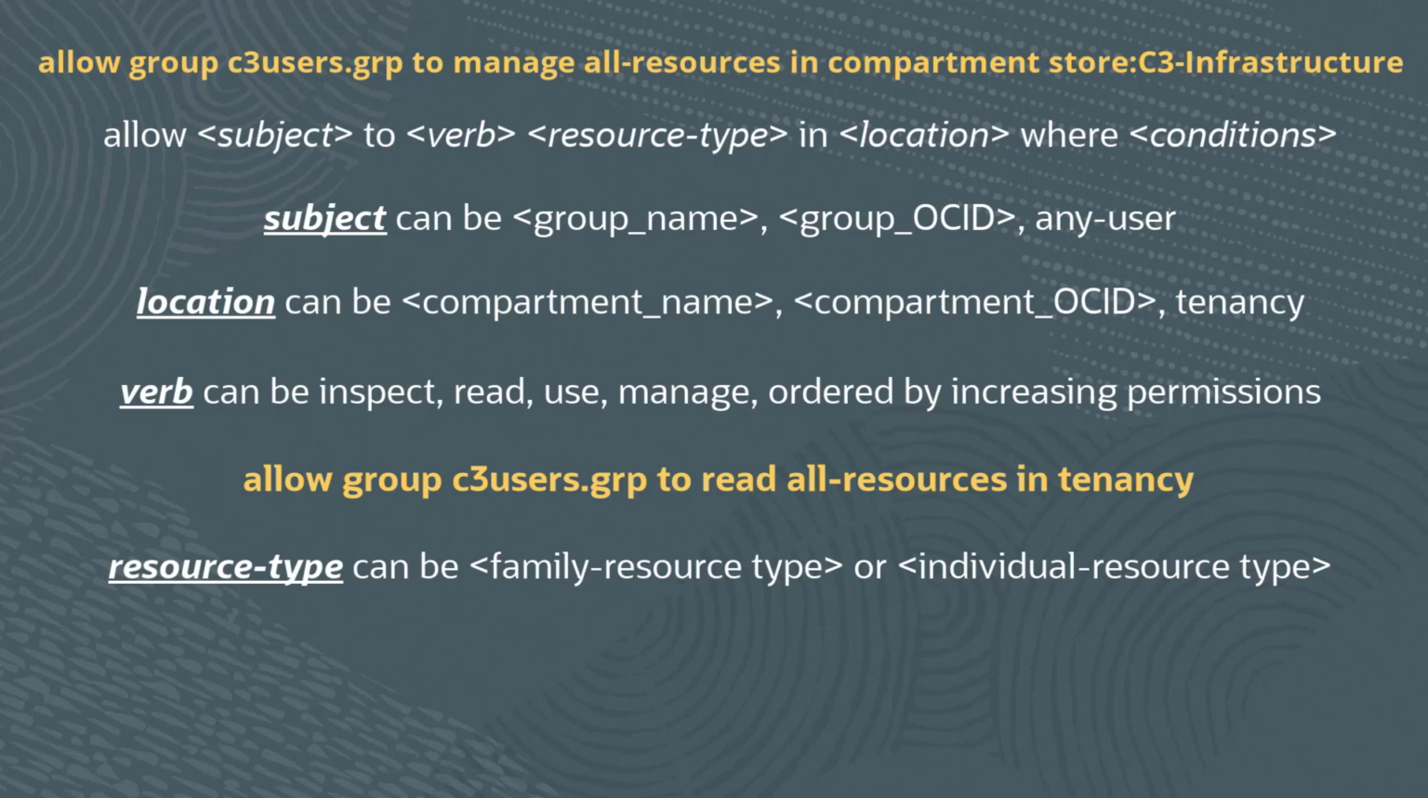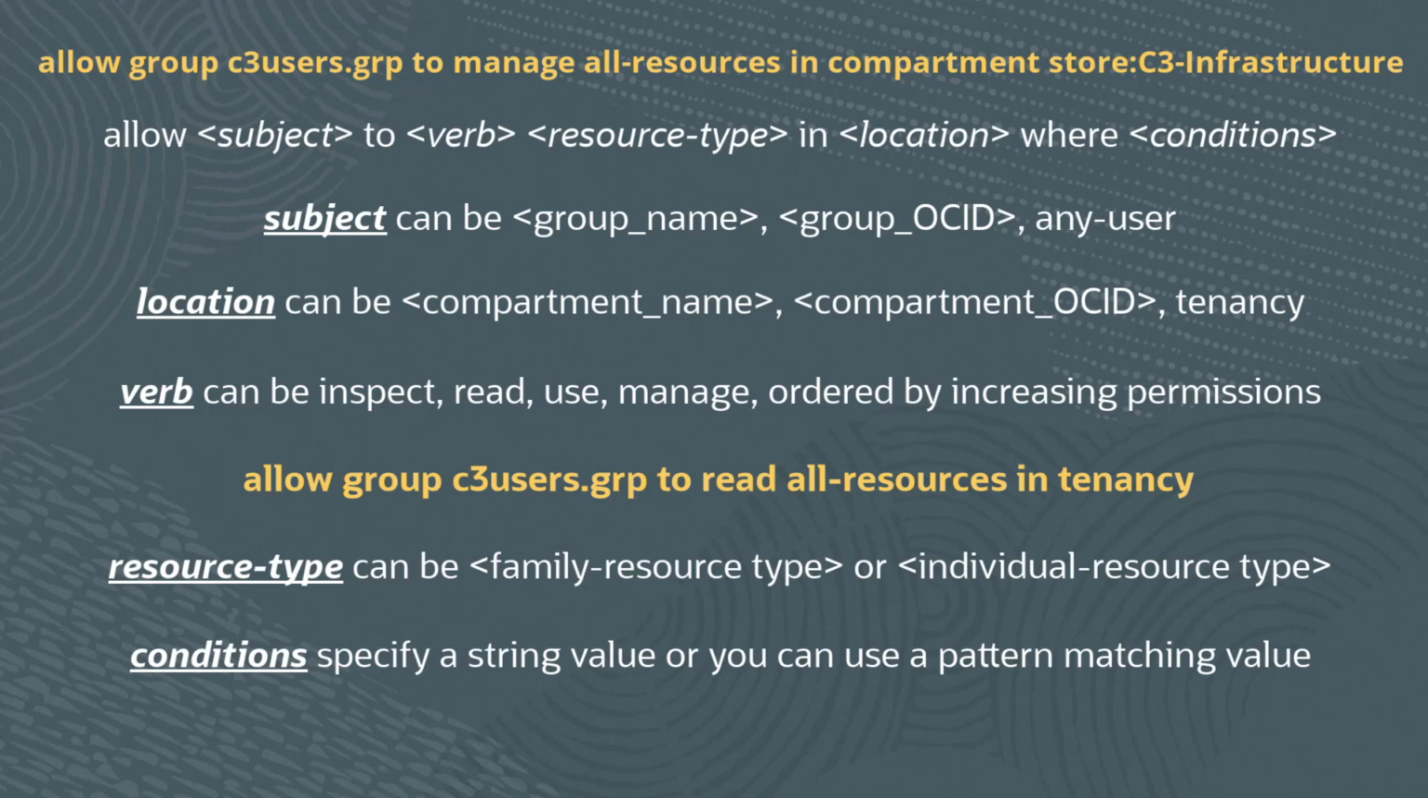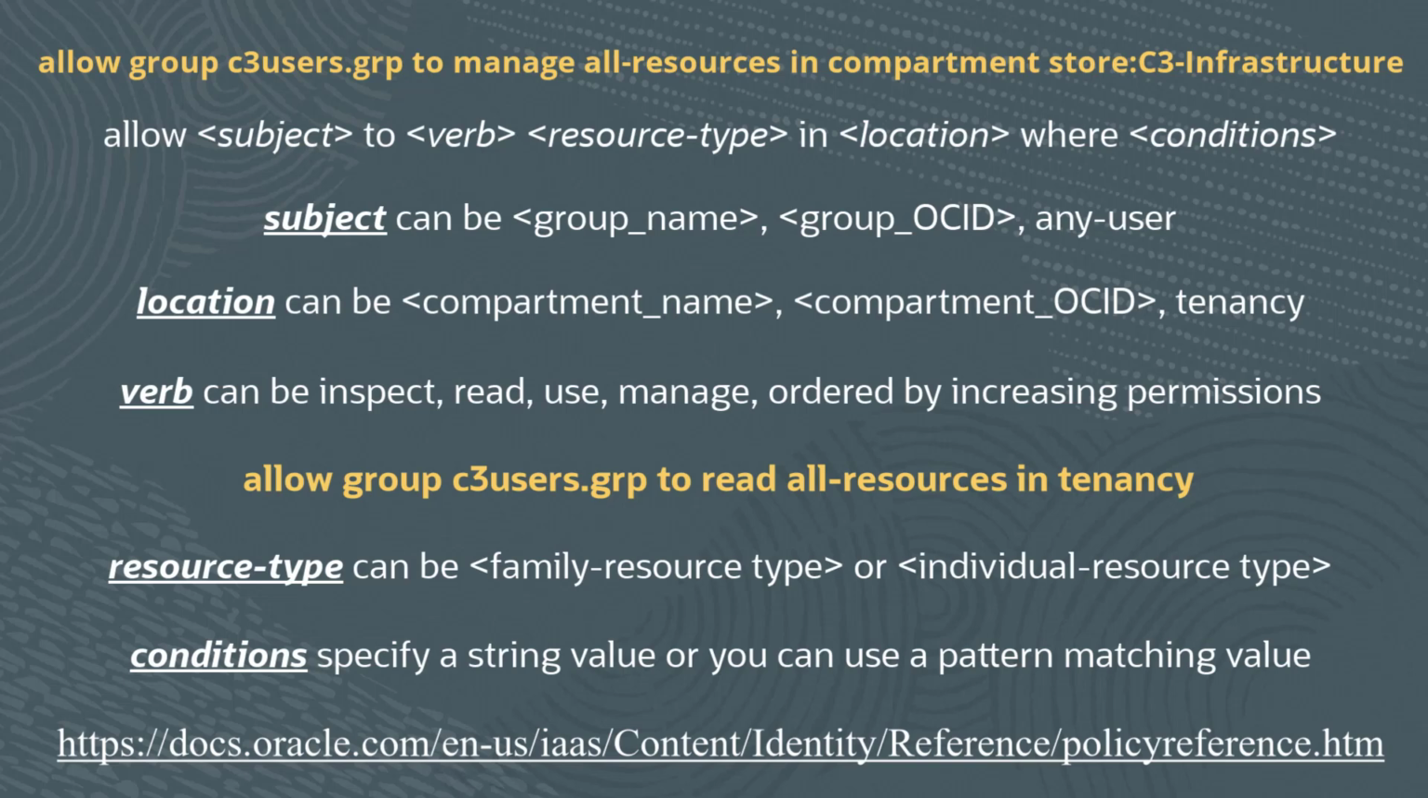If you need to write a more granular policy, use an individual resource type to give access to only those specific resources. And finally, for conditions, you can specify a string value surrounded by single quotation marks, or you can use a pattern matching value. Refer to the Oracle Cloud Infrastructure documentation for more information and examples of some common policy statements.